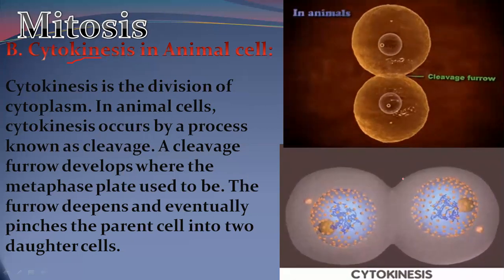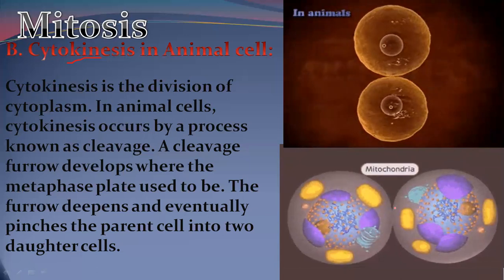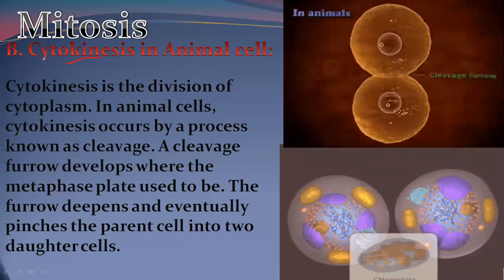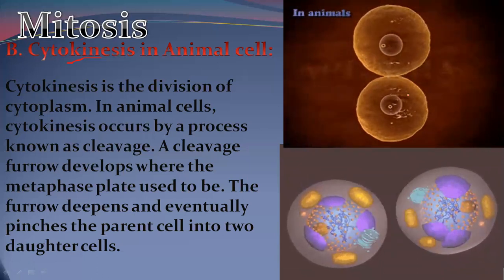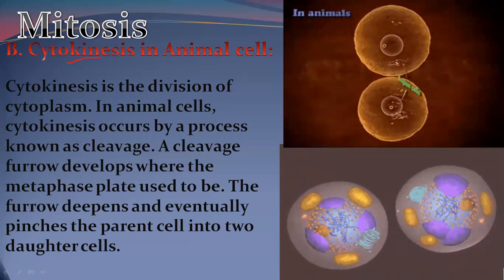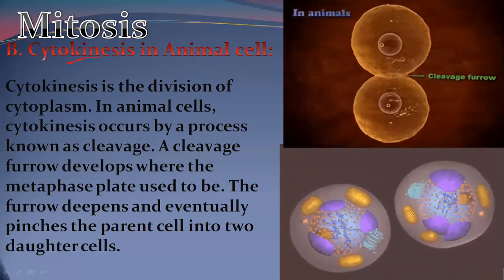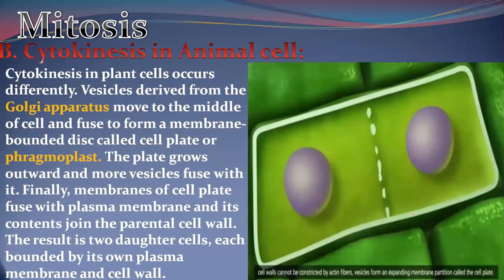This is called the cleavage furrow, and the cleavage furrow develops where the metaphase plate was, in the center. The furrow deepens and eventually pinches the parent cell into two daughter cells. It's very easy in an animal cell.